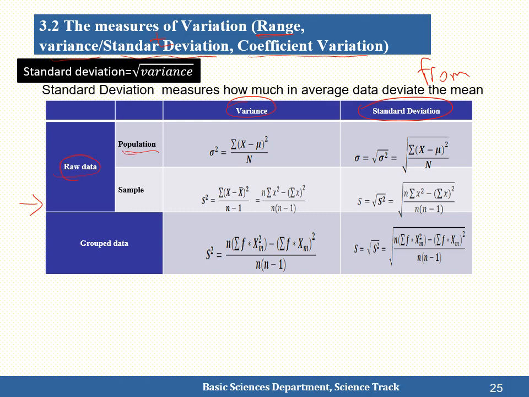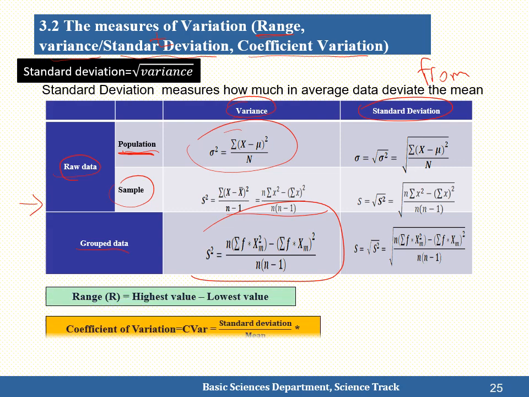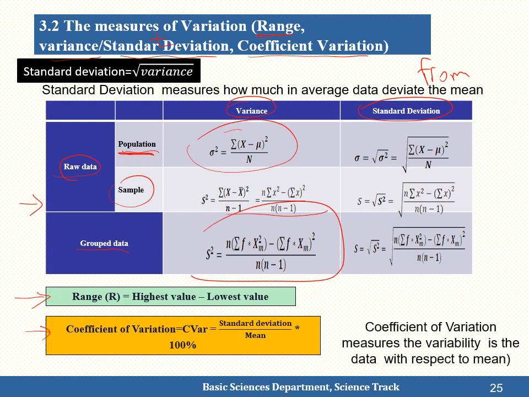If we have raw data, if we have population, we have this formula for the variance, and for the sample we have this one, and for the grouped data we have this formula. And what we learned here is the range. Range is the highest value minus the lowest value, range of the data, and the coefficient of variation is equal to standard deviation divided by the mean times 100%. So the coefficient of variation measures the variability of the data with respect to the mean. Now we can start the questions.